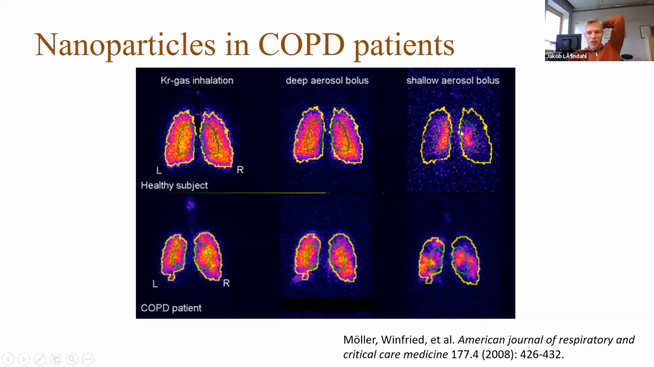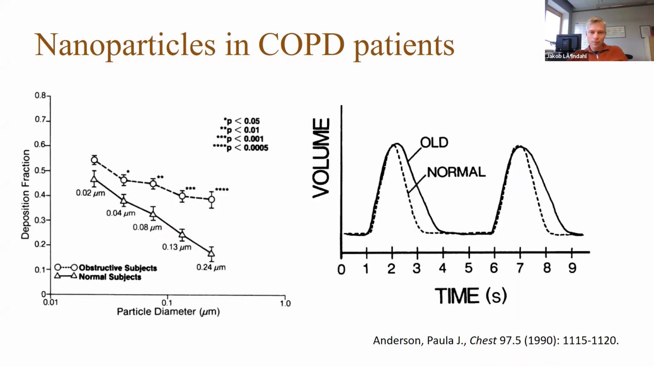Especially for a shallow bolus of aerosols, the less deep inhalation, more particles are deposited centrally, while it's much more heterogeneous and patchy in the lungs with disease. This study did, however, find a higher deposition of aerosol particles in the COPD group. Looking into another German study from the beginning of the 90s, they also found a higher deposition of the aerosols, contrary to what I found.